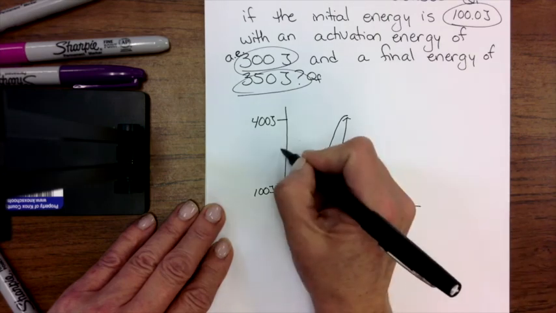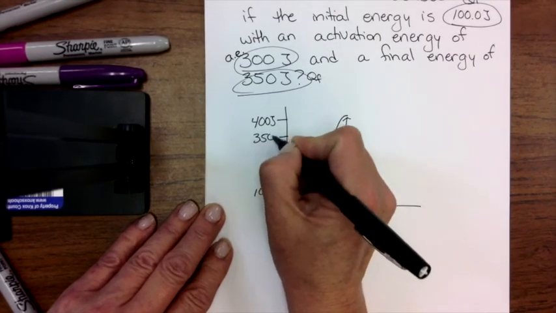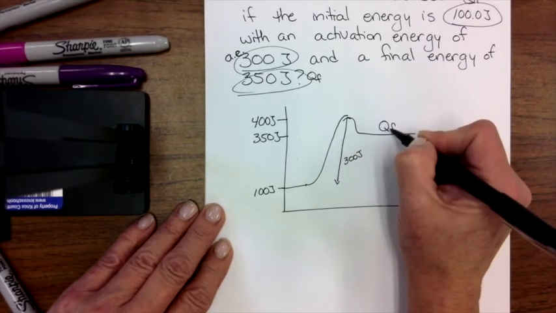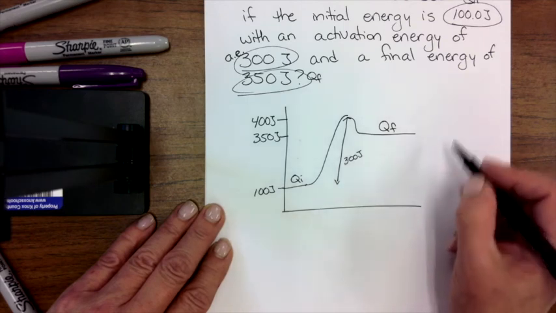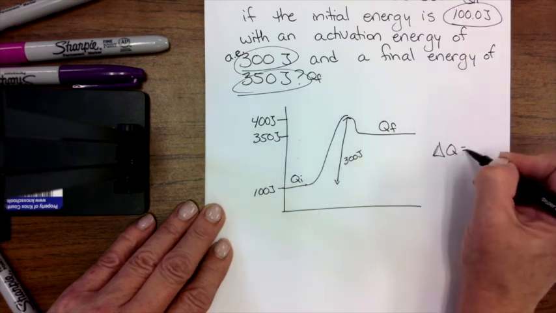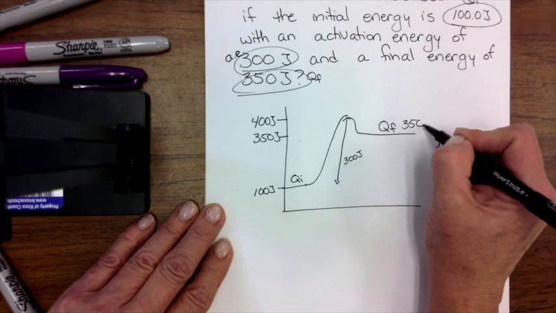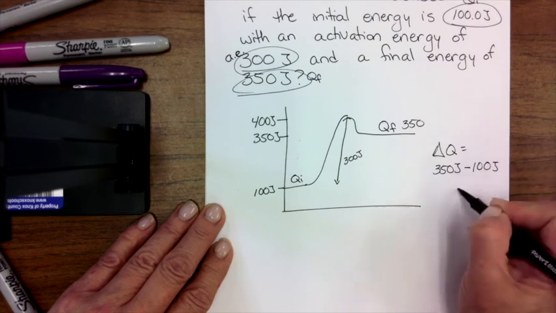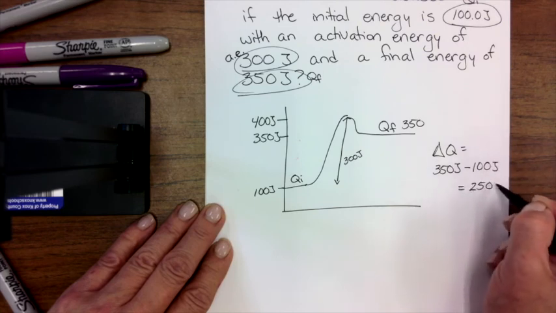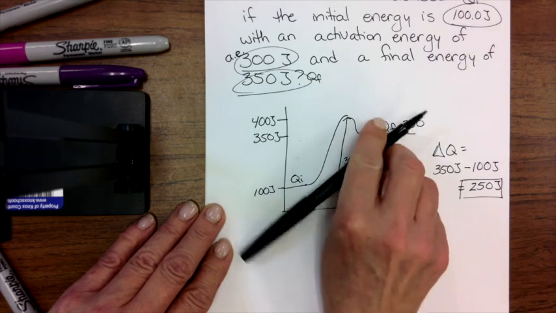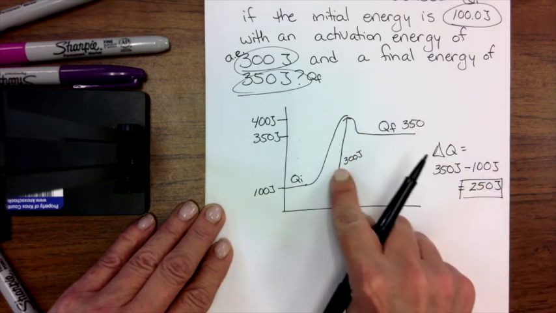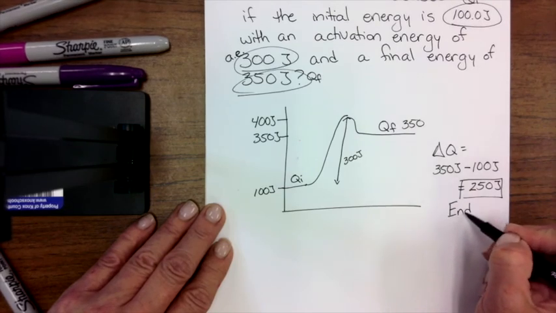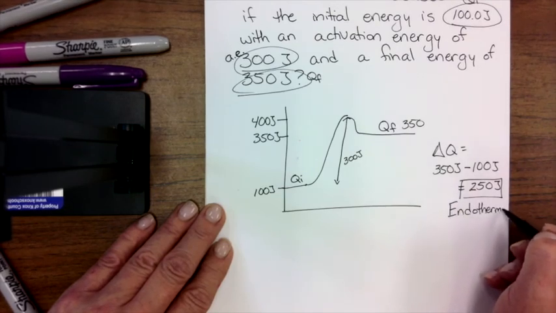Then we're going to end at 350 joules. So that number doesn't change. So we're going to end here at 350 joules. This is our Q final and this is our Q initial. So when we look at our change in Q, we are going to have our 350 joules minus our 100 joules. And what we're left with is 250 joules. And again, we can look at the slope, or we can even look at the value of Q and realize that we have a positive overall slope. So this is an endothermic reaction.